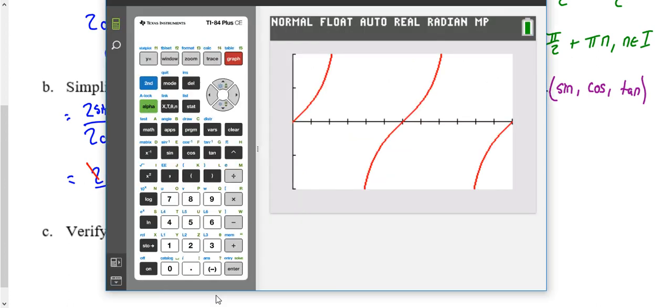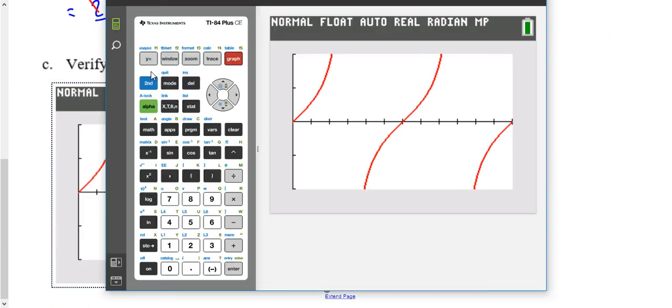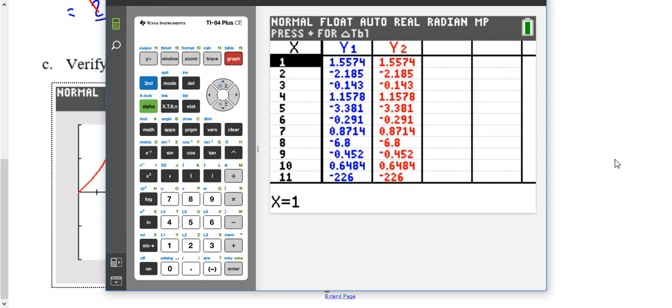And again, two ways to look at it. You're either looking for your graphs to overlap, or you're looking for your table of values to have the exact same values.